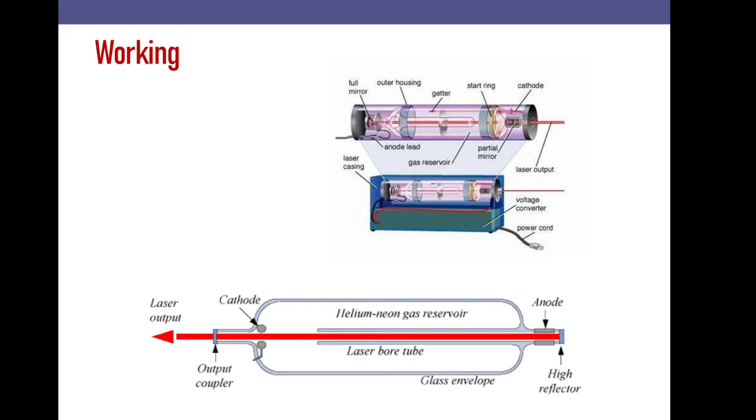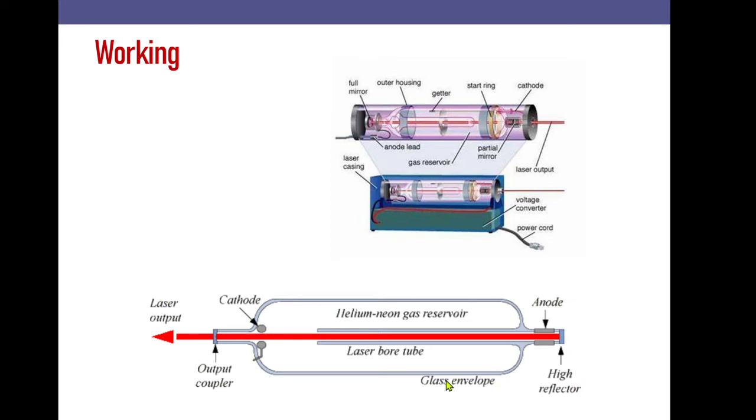But optical pumping is inefficient for gas lasers because atoms of the gas have sharp energy levels compared to solids, which have broad energy levels. So the optical pumping method is inefficient for gas lasers. Therefore, for gas lasers we choose the electrical discharge method for creating the population inversion.